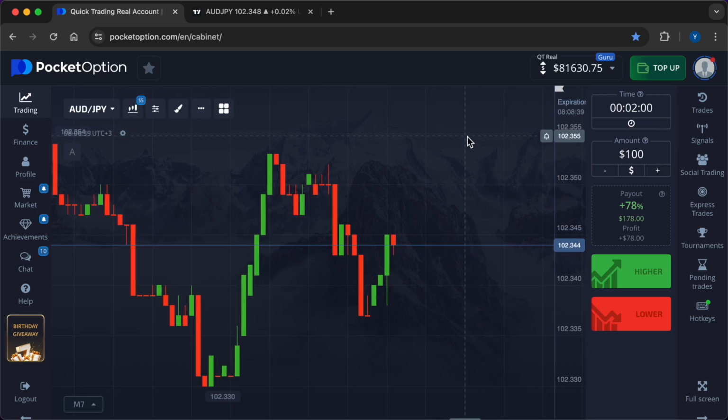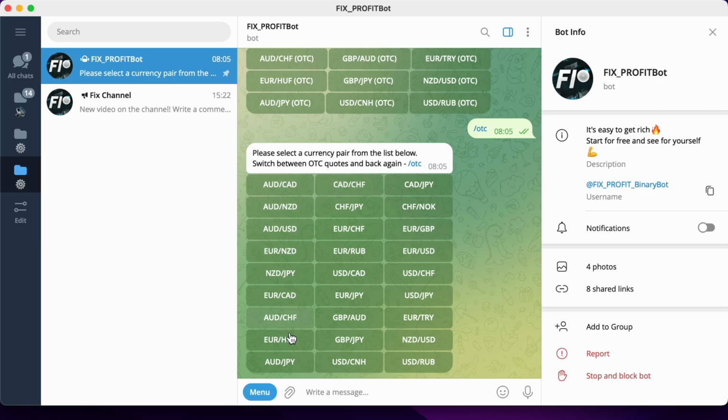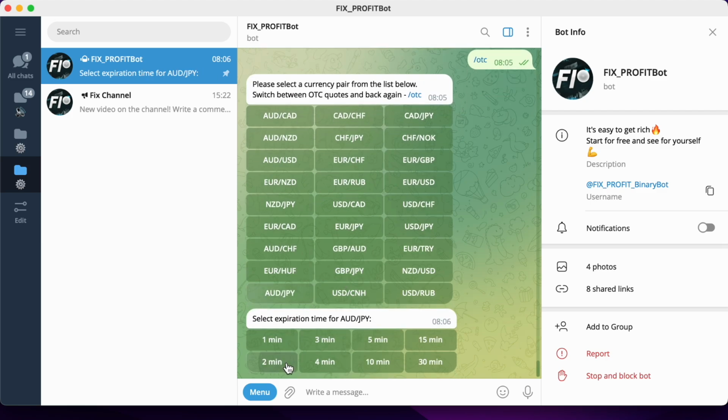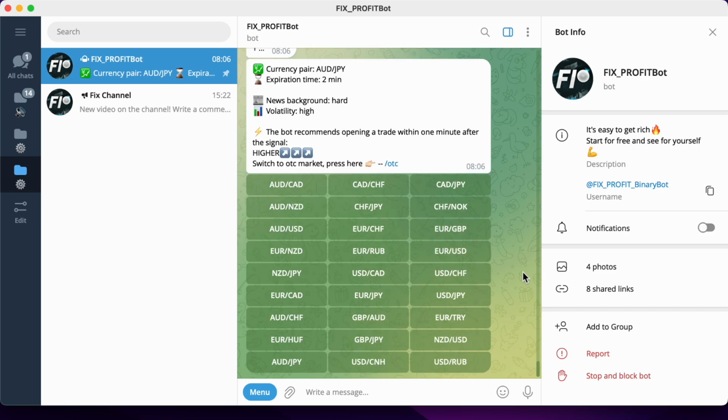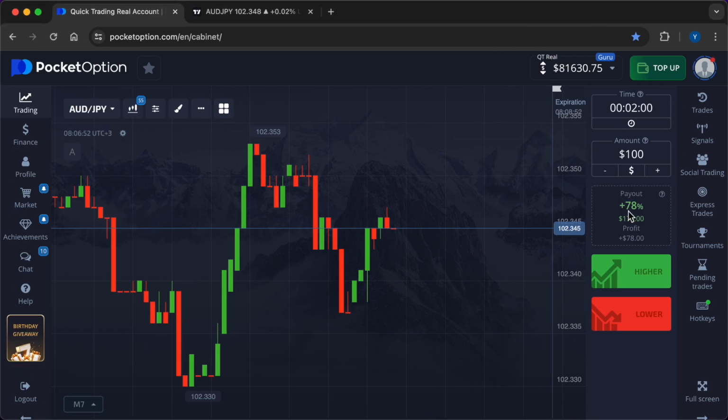And now I will conduct a trade on the currency pair Australian dollar, Japanese yen on the time frame of 2 minutes. I'm investing $100. Using powerful algorithms, I scan the market in seconds and give you a forecast. So, my signal is higher. You need to press the green button in Pocket Option.